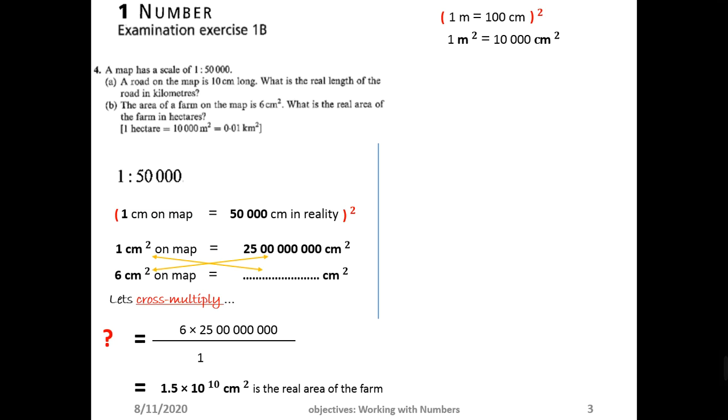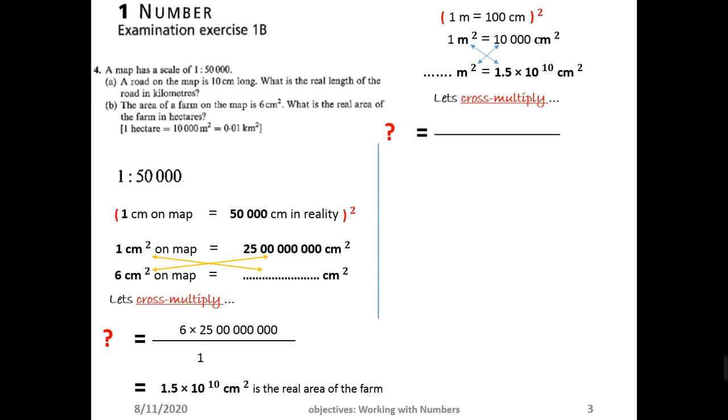Now, what I found is 1.5 times 10 to the power of 10 centimeters squared. So it's going to be placed underneath the 10,000 centimeters squared, which leaves the meter squared unknown. Let's cross multiply after we arranged the numbers. And when we cross multiply, we immediately write my unknown is equal to and a fraction line.